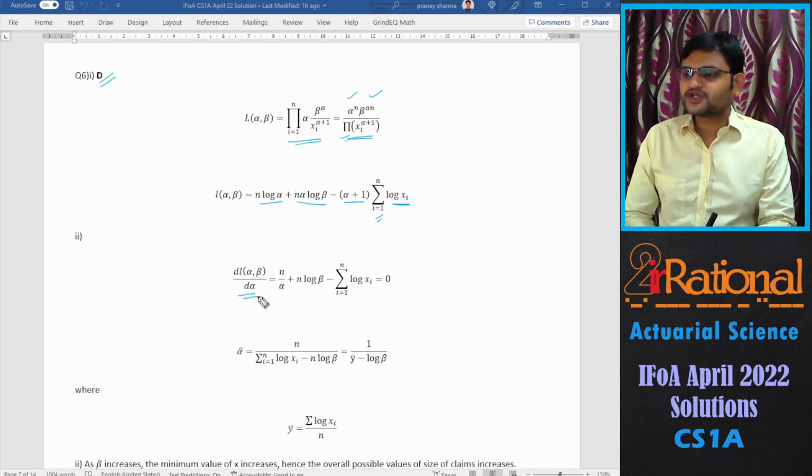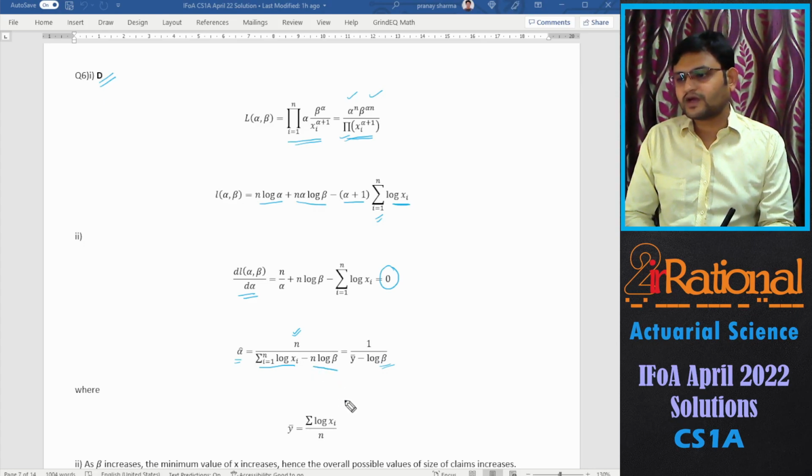Then we will differentiate the log likelihood and equate it to 0. Rearrange to get our alpha hat would be 1 by (y bar minus log of beta), or you can write it in this form, that would be n upon (summation of log xi minus n times log beta). I have even specified here what my y bar is going to be. I'll say y bar should be equal to summation of log xi by n.